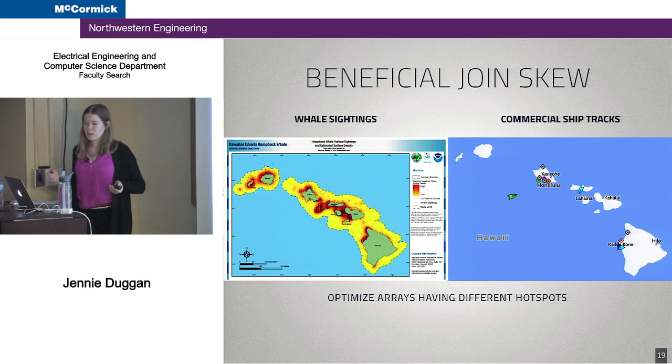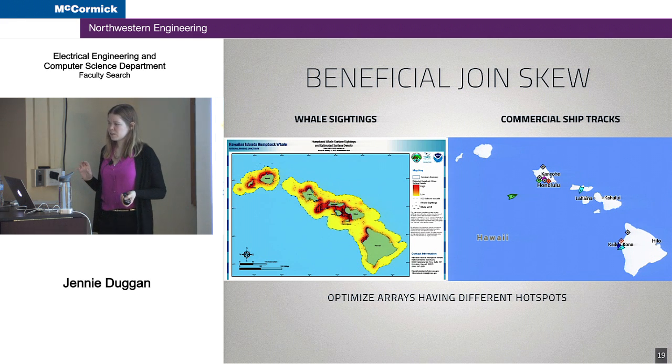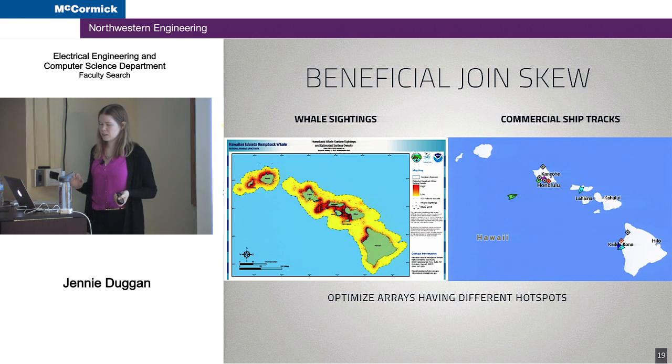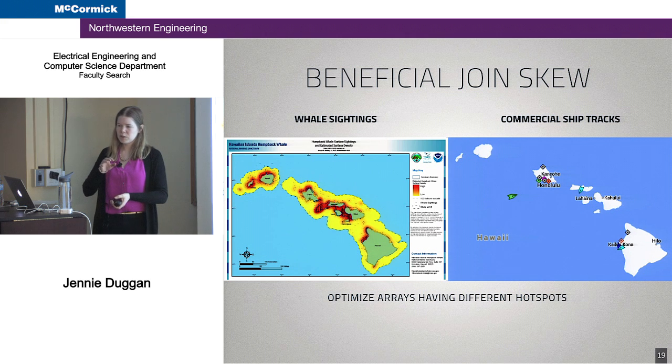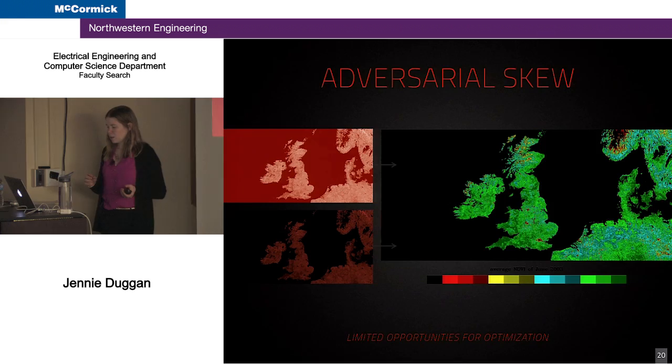So when we're thinking about how to align the data, how to assign chunks to nodes for the join execution, if the inputs have different hotspots, then we want to identify opportunities where we can minimize our network bandwidth by moving sparser data around to the denser counterparts. Now, at the other end of the spectrum is adversarial skew.